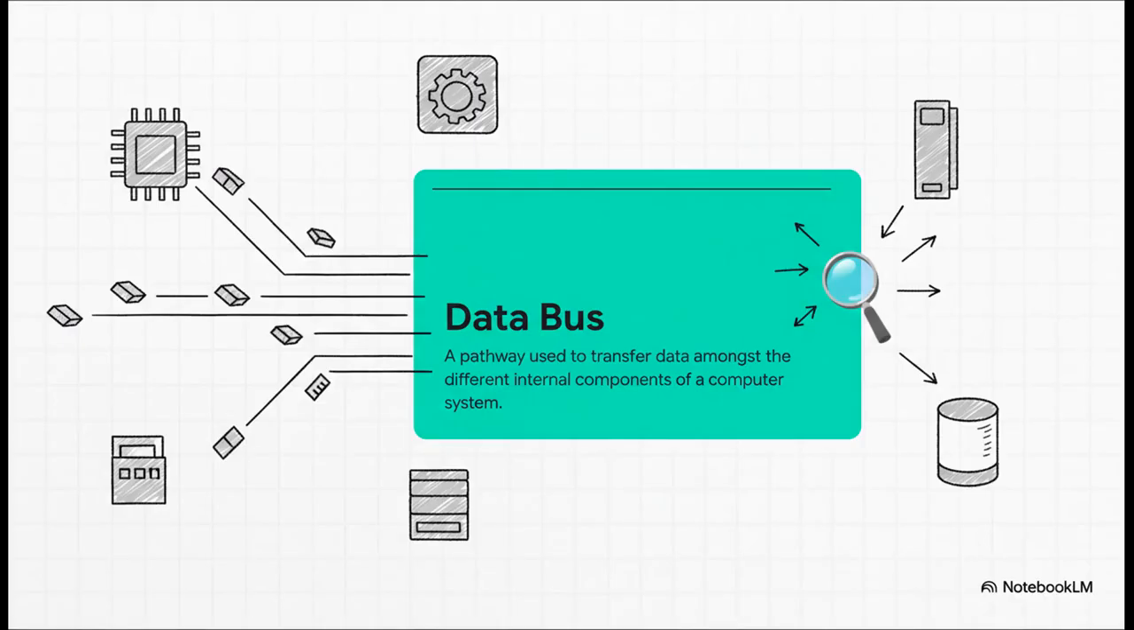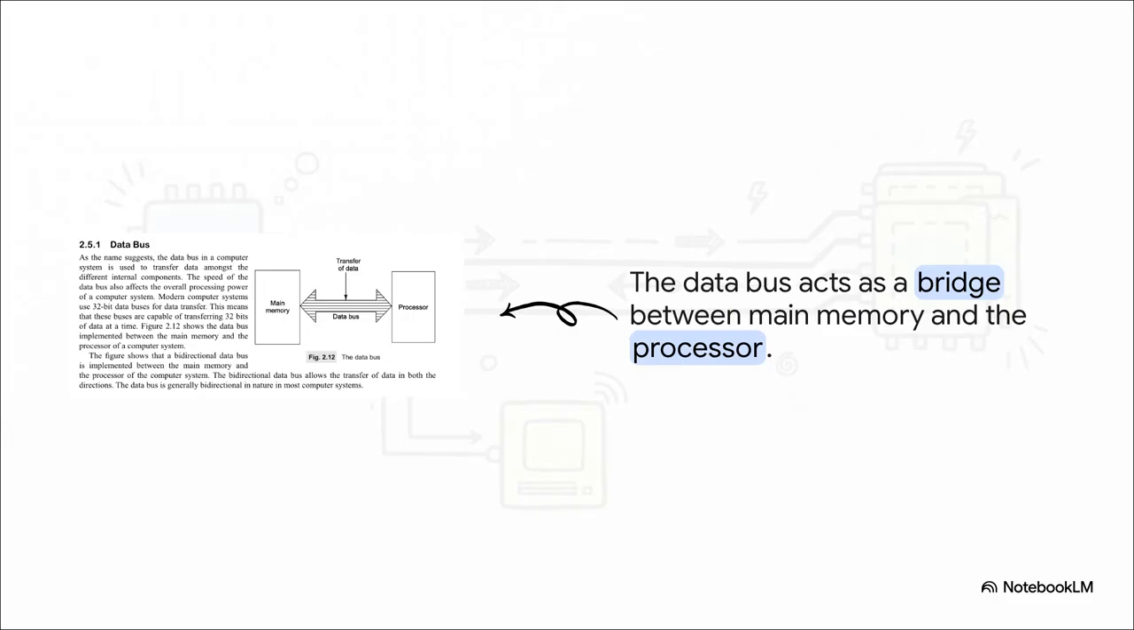All right, here's the official definition. A data bus is just a pathway that lets data travel between all the different parts inside your computer. You can basically think of it as the physical roads, the actual wiring that all the information travels on. And this picture here really helps visualize it, right? You've got the processor over here and the main memory over there. And that thing right in the middle, the data bus, that's the bridge connecting them. That's our information highway, right there in action.